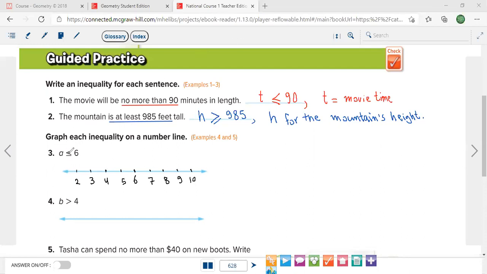So we have a shaded circle exactly at 6 because we have the or equal sign, so the circle is shaded. Going all the way to the left. Why to the left? Because we have the smaller than sign. And we will make the arrow and we will make the shading. This is A smaller than or equal to 6.